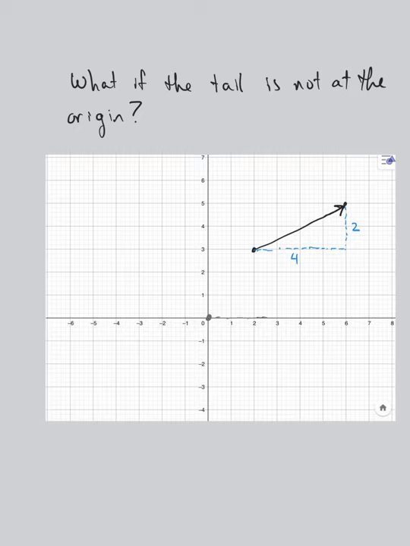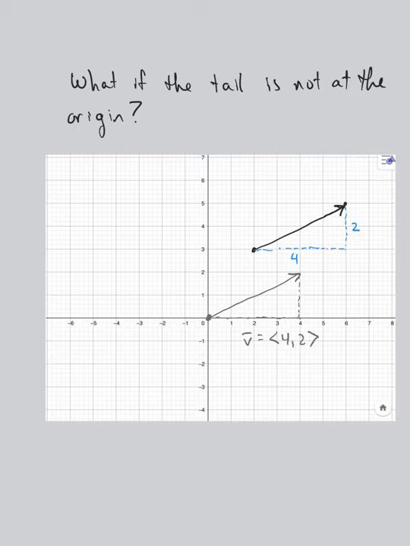So it needs to go to the right 4 units, and then it needs to go up by 2 units. And so here's the same vector, just drawn with its tail at the origin. And now since the tail is at the origin, I can say what the coordinates of that vector are. They're the vector 4, 2.